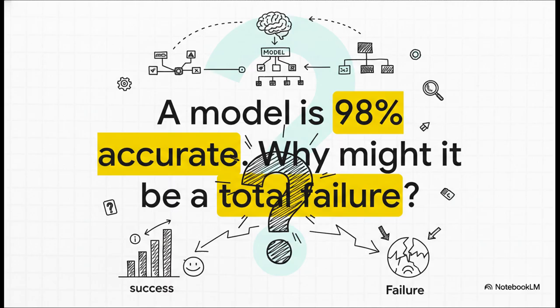Okay, so here's a question for you. You build a model, you run it on this data, and it comes back 98% accurate. That sounds amazing, right? A+ work. But what if I told you that model could be a complete and total failure? How on earth is that possible?